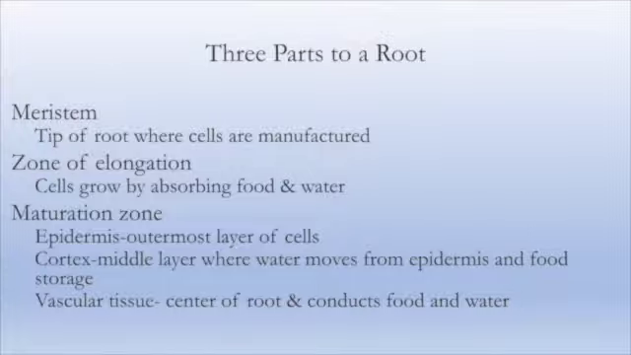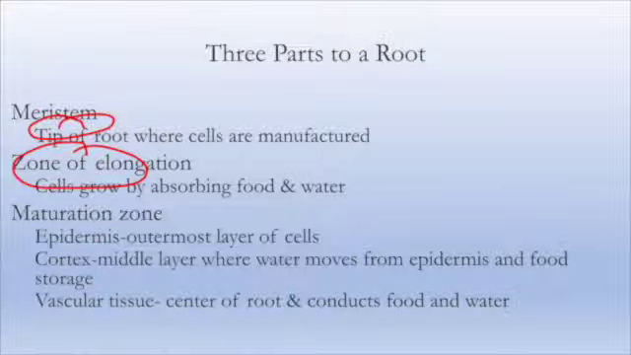All right, so we have taproots and fibrous roots. There are three parts of a root system. One is the meristem. The meristem is the very tip of the root as it pushes through the soil, and that's where cells are manufactured. Right above it, you have the zone of elongation.